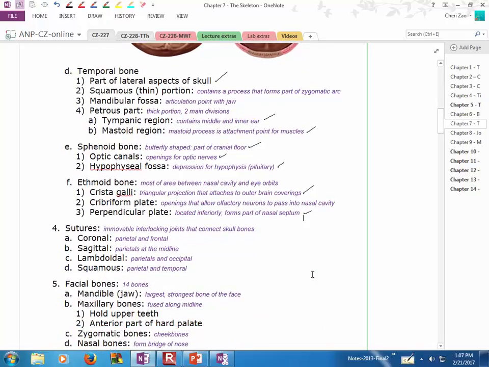Sutures, as you know, are the immovable interlocking joints that connect the skull bones, and there's just 4 you need to memorize. The coronal suture, like a crown, between the frontal and parietal. The sagittal suture, which is in between the parietals in the midline. The lambdoidal suture, which is between your parietals and your occipitals. And then the squamosal suture, which is the squamous portion of the temporal bone, and then the parietals.